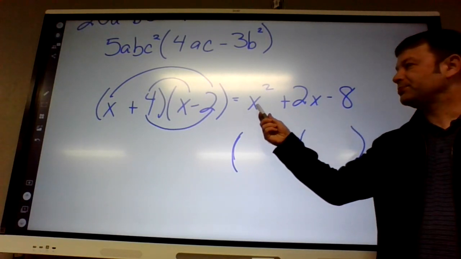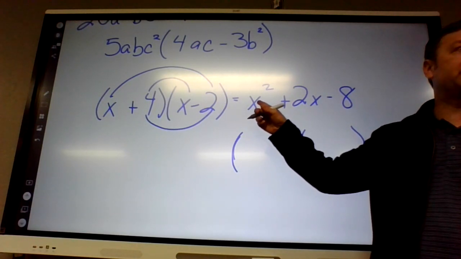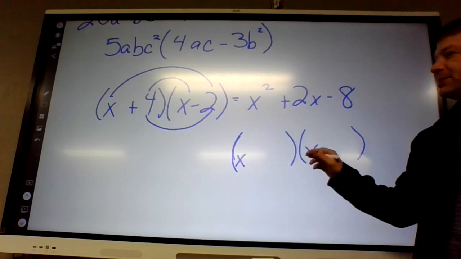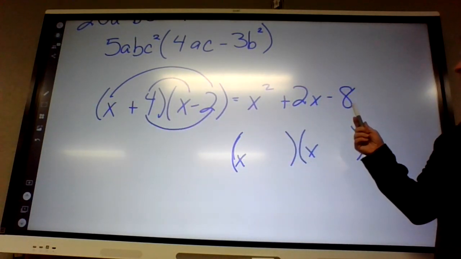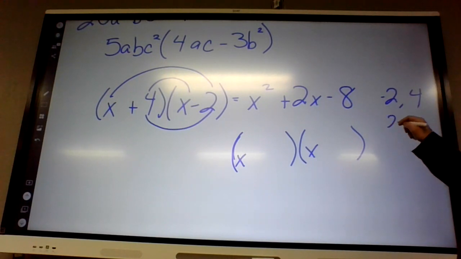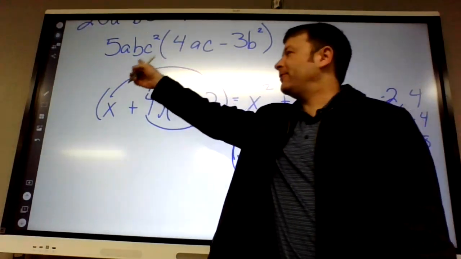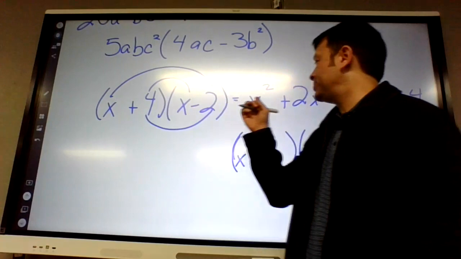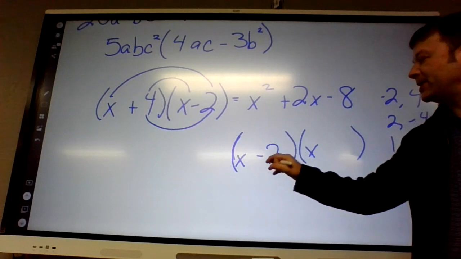Anyway, so x squared, x, and the number. For the front part, you say what multiplies into x squared? X times x. Remember we multiply these two together to get the front. And for the back part, you say what multiplies into negative 8? Negative 2 and 4, or 2 and negative 4, or 1 and negative 8, or negative 1 and 8. But only one of these pairs is going to add up to the middle term when you do the FOIL, outside and inside. Which of these adds up to positive 2? Negative 2 and 4. So it's minus 2 plus 4.